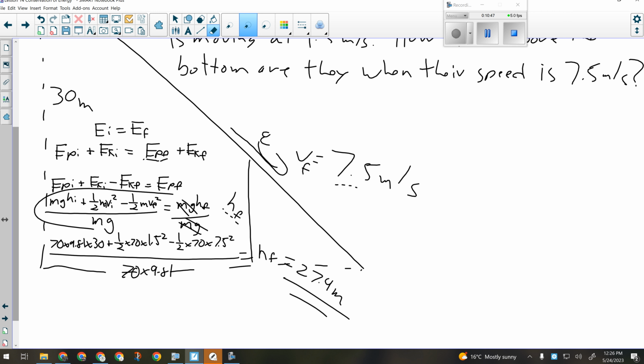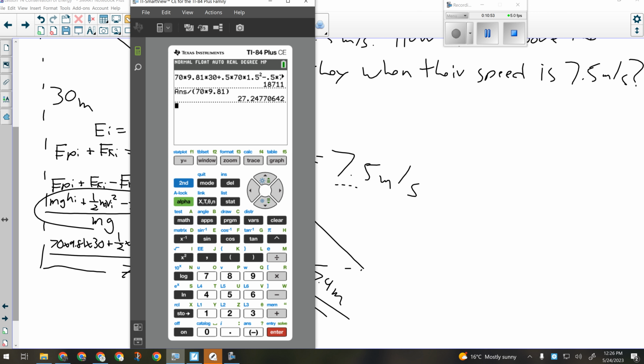It doesn't matter anymore if every term is multiplied by it. You can leave it in, you'll get the same number. Or you can take it out, and I'll prove to you, I'll get the same number. 9.81 times 30 plus 0.5 times 1.5 squared, minus 0.5 times 7.5 squared, divided by 9.81. So I took out all the 70s.